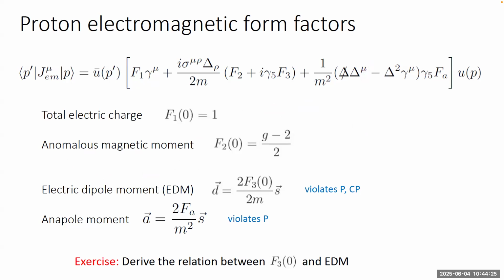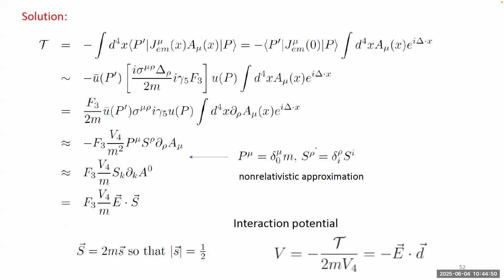So here's the exercise: derive the relation between F3 and the EDM. Starting from this definition, why does F3 have the interpretation as the EDM? This was originally meant to be an exercise, but I realized that I gave you too many exercises, and this is a bit of a digression, so I give you the answer right away. I'm not going to explain this to you. If you are interested, you can try to do it by yourself and check whether the solution is right or not. Otherwise, you can just read it.